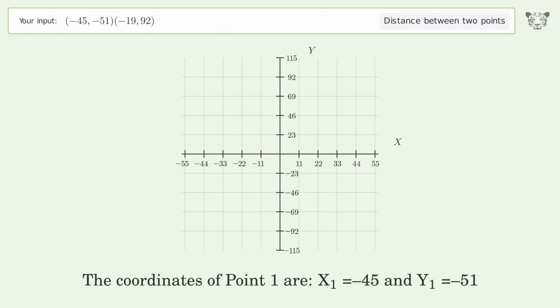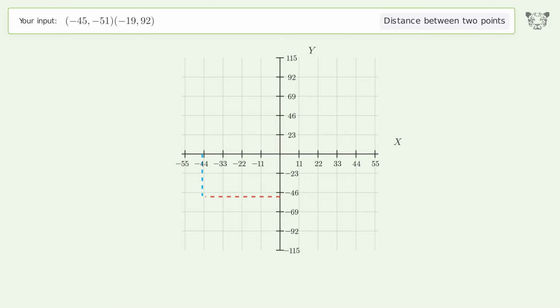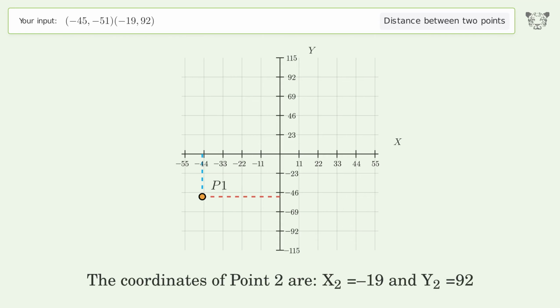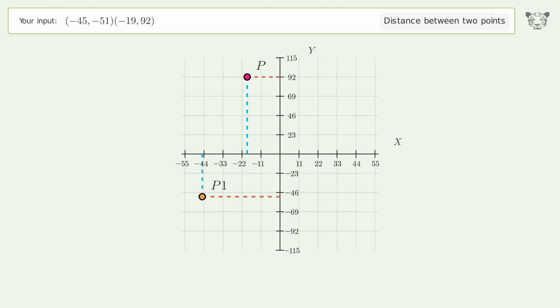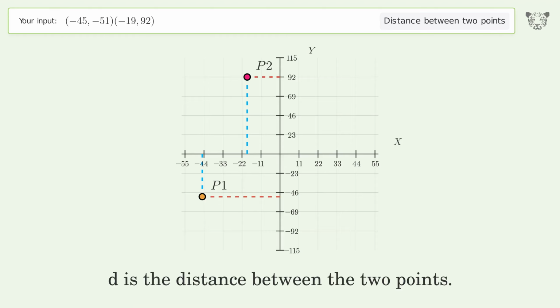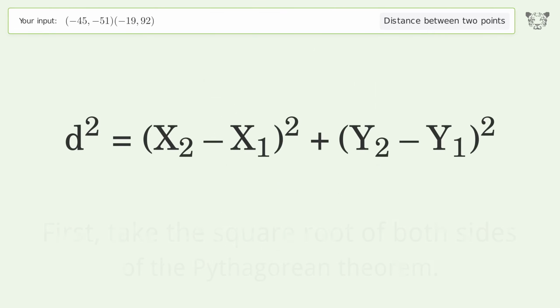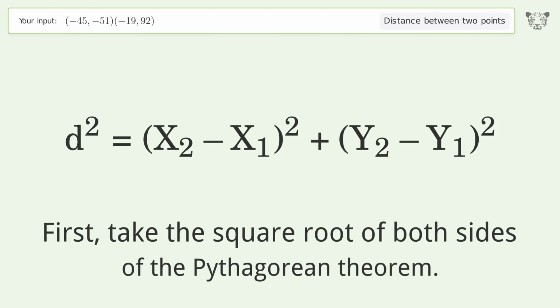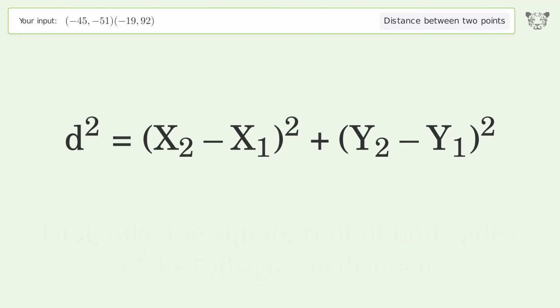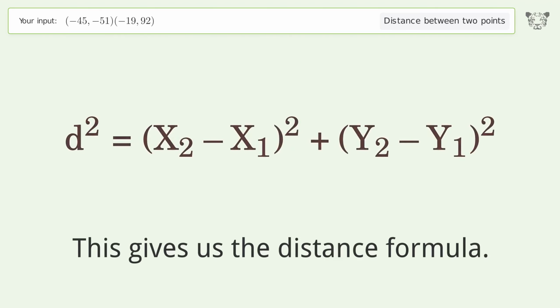The coordinates of point 1 are x1 equals -45 and y1 equals -51. The coordinates of point 2 are x2 equals -19 and y2 equals 92. D is the distance between the 2 points. First, take the square root of both sides of the Pythagorean theorem. This gives us the distance formula.